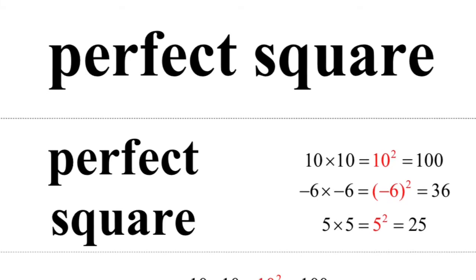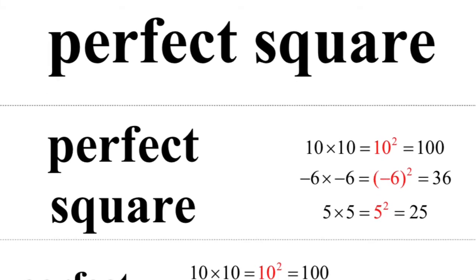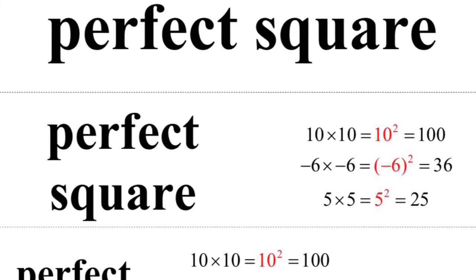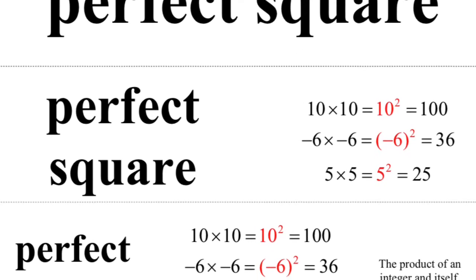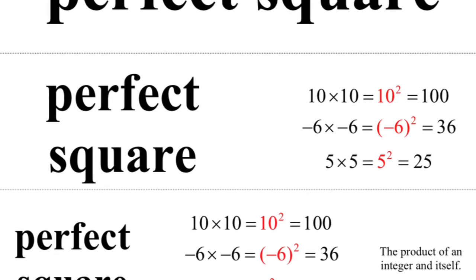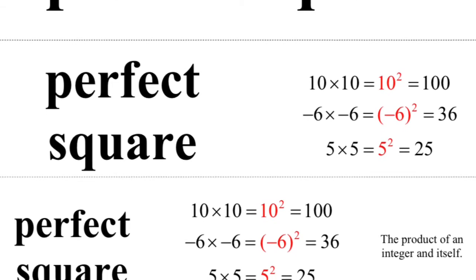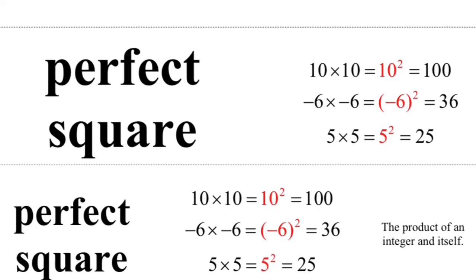A perfect square is completed when you take a number and square it. Also, if you take the square root of a perfect square, you get a perfect rational number. Perfect squares are 1, 4, 9, 16, 25, and so on.